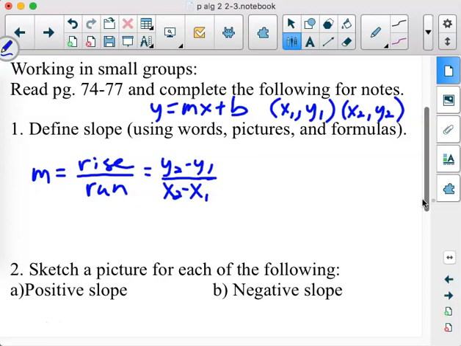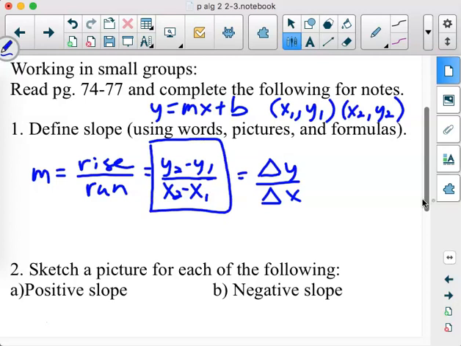Now, as you get to higher level math, we write this as delta Y over delta X. Delta stands for change. So change in Y over change in X. But right now, we're probably going to think of it this way. Y2 minus Y1 over X2 minus X1. We need to find that slope.